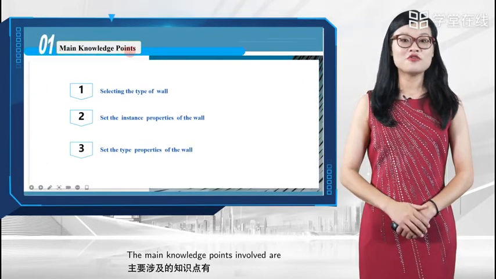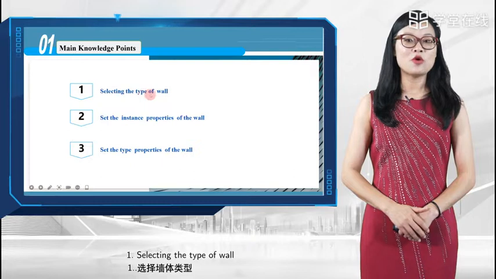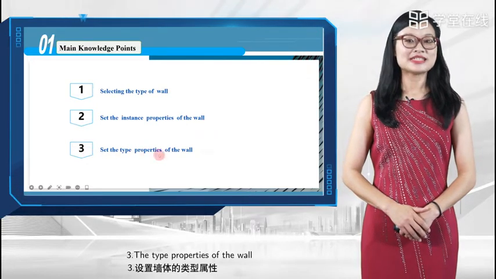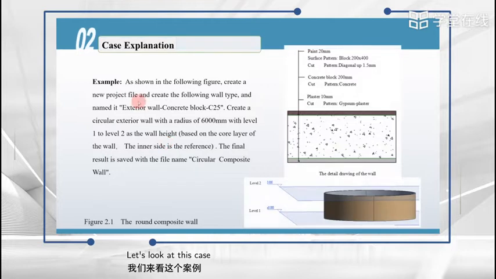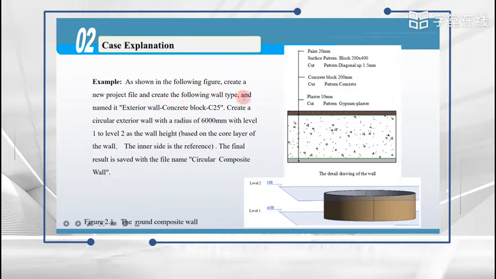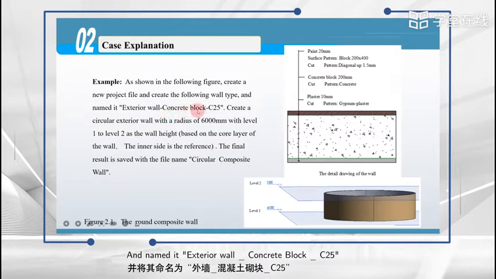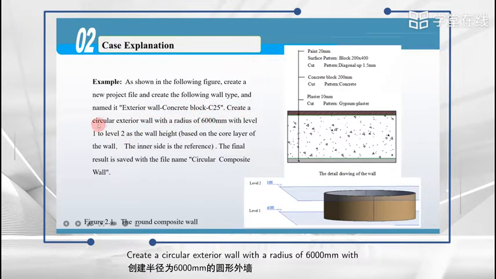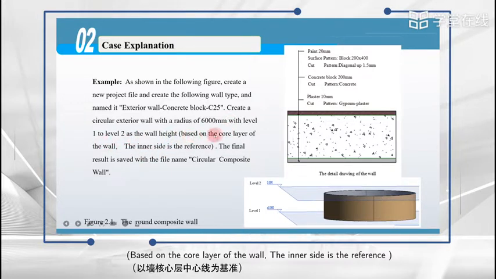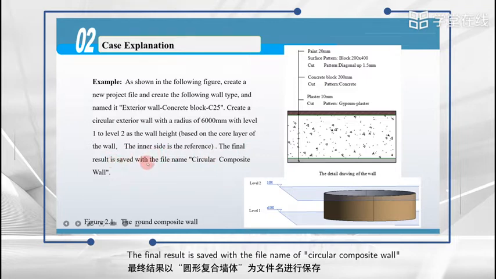The main knowledge points involved are selecting the type of wall, setting the instance properties of the wall, and the type properties of the wall. Let's look at this case shown in the following figure. Create a new project file and create the following wall type and name it exterior concrete block CL. Create a circular exterior wall with a radius of 6,000 mm from level 1 to level 2 as the wall height. Based on the core layer of the wall, the inner side is the reference. The final result is saved with the file name circular composite wall.